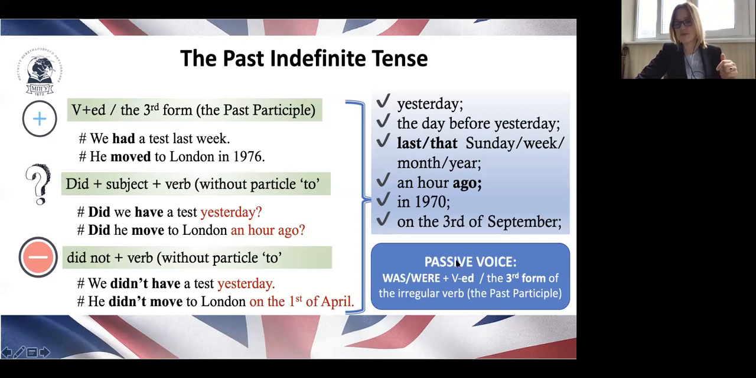Then, the passive voice is formed by means of was, were, and the verb with the suffix ed, or also we take a look at the third form of the irregular verbs, the past participle, the third column that we have typically when we deal with the irregular verbs in general.